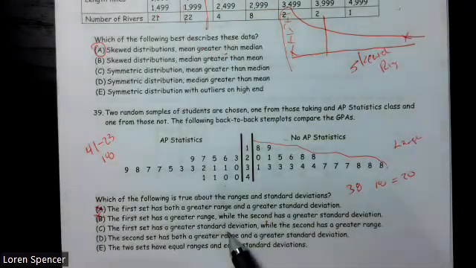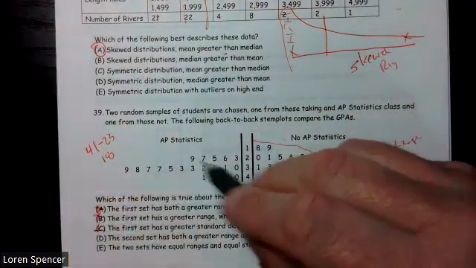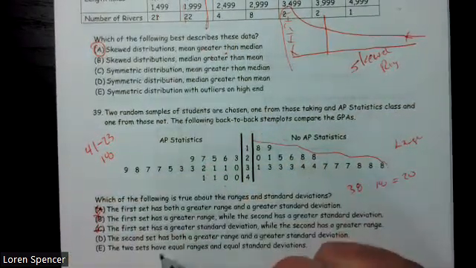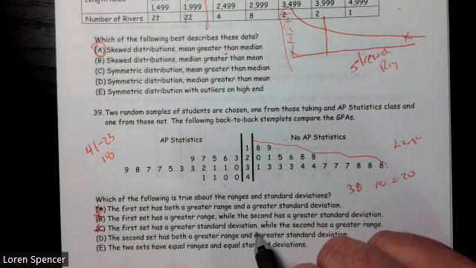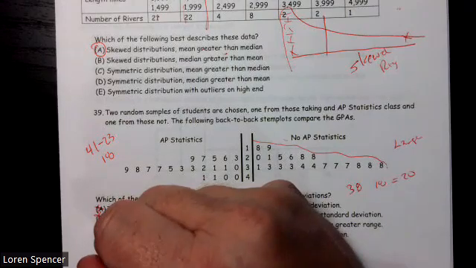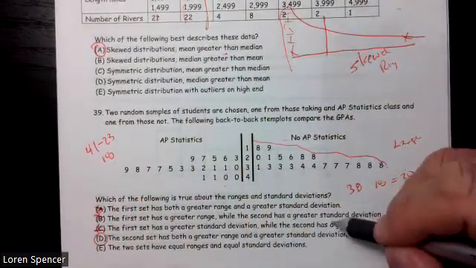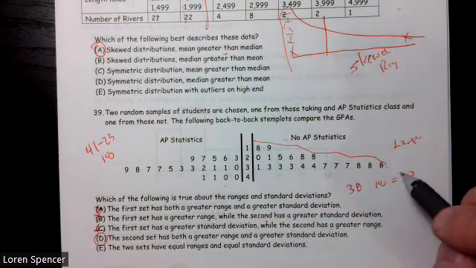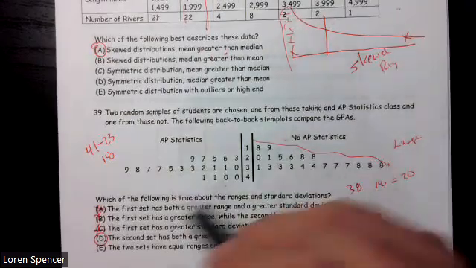The first set has a greater standard deviation. Nope. We've already discussed that. If it's reasonably symmetric, it'll have a smaller standard deviation. The second set has both a greater range and a greater standard deviation. That's true. We know it's not symmetric, so it'll have a greater standard deviation. And we already calculated the range. This had a range of 20. This had a range of 18. 20 is greater than 18. D's our choice.